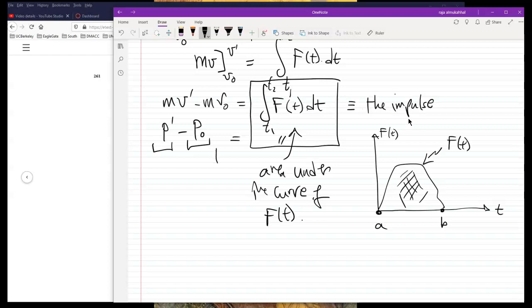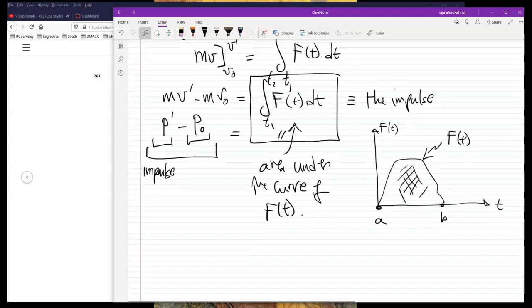Now, what is this now? Well, this is also impulse, because they are both equal to each other. But that's the difference in momentum, correct? So this is the difference in momentum. Let me explain to you what that means, what this equation means.